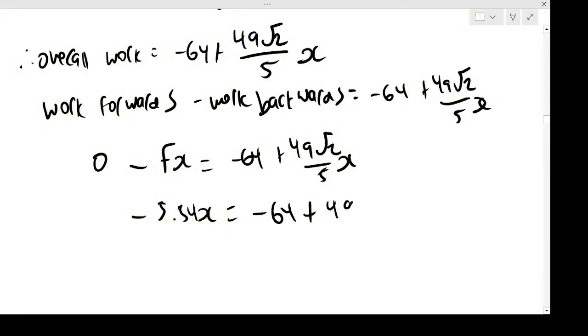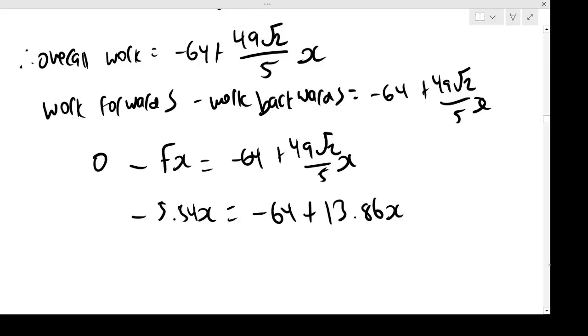add 49 root 2 over 5x. I'm just going to round that as well. We'll get away with that. So 49 root 2 over 5, because we've already done some rounding anyway. So there we are, we'll be fine with that. 13.86x, that's what that fraction goes to, to two decimal places. So now it's quite a nice looking equation we could solve for x.